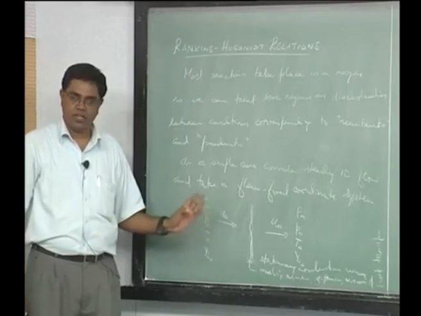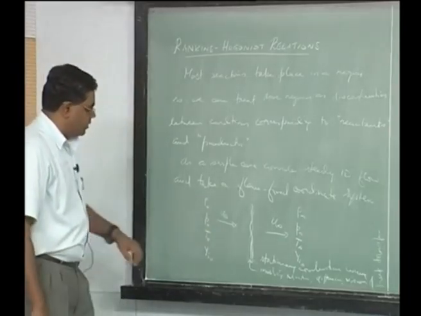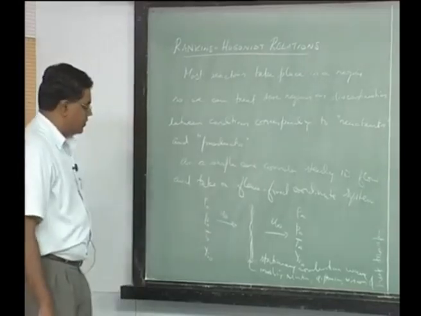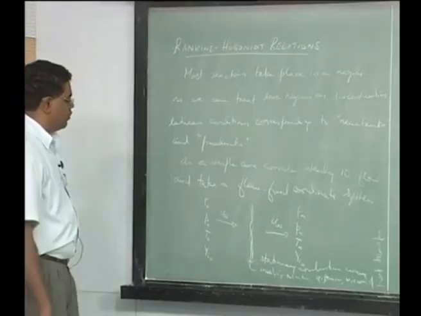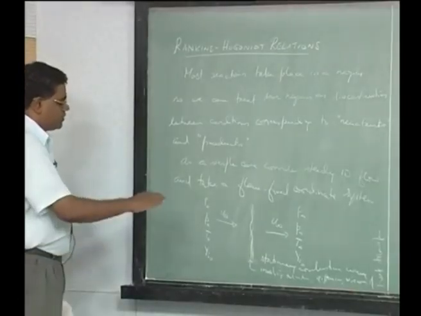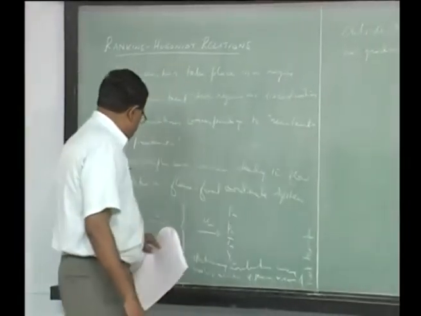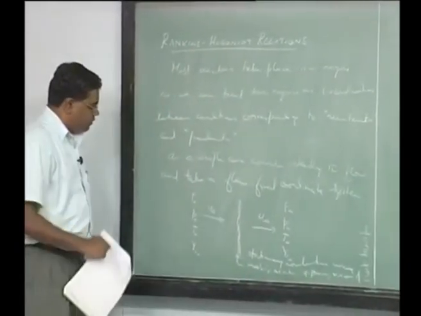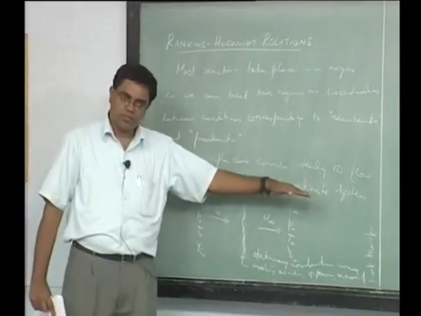We can think of this as a little black box that's quite thin, with all the gradients in there, and on either side you have uniform flow of reactants on one side and products on the other side. Now if I have this picture, this is obviously a flame fixed coordinate system.